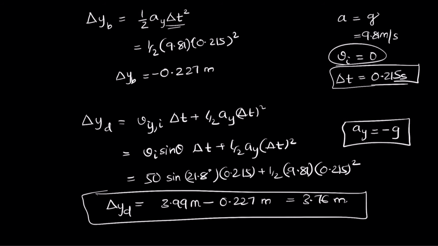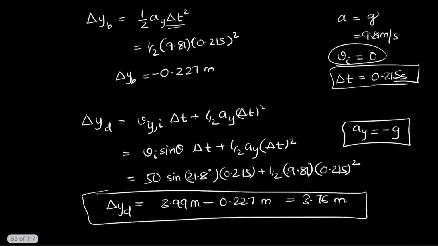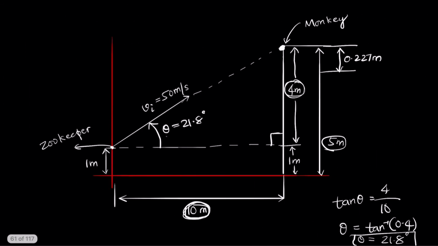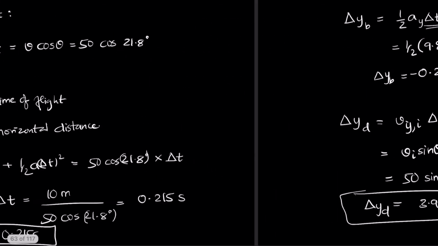So for the final height of the banana and the dart, both the banana and the dart, what's going to happen here is, notice that the dart will reach a height of 3.76 meters. So from this point right here, it reaches a height of 3.76 meters. So it goes upward 3.76 meters. So let's consider that point right here. That point from the ground is 4.76 meters. So let's consider the actual position here.